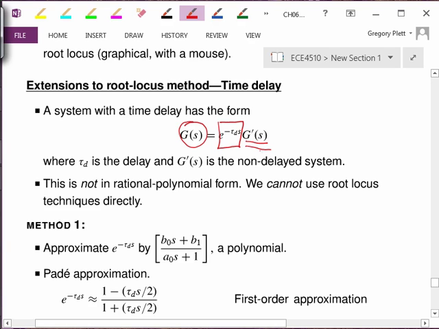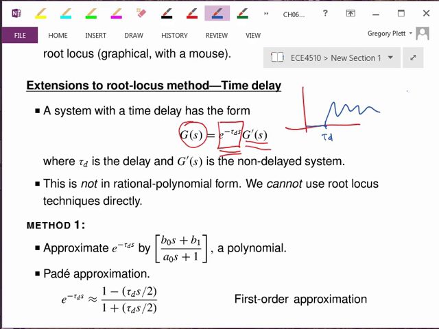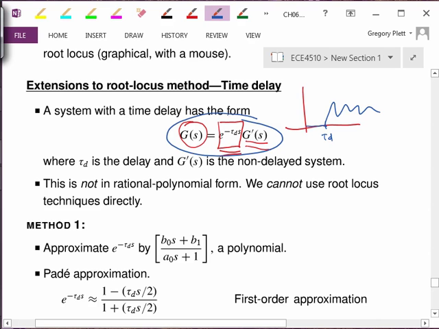And prime doesn't mean derivative or anything, it just means some other G. But the offending term is this exponential, which says that if I have an input to the system at time 0, like a step or an impulse or something, then nothing at all happens in the output until time τd, and then it starts doing whatever it does. There's actually a transportation delay of τd between the input signal and any impact whatsoever observable at the output. This is not a rational polynomial transfer function form. That e^(-τd s) is something quite different.